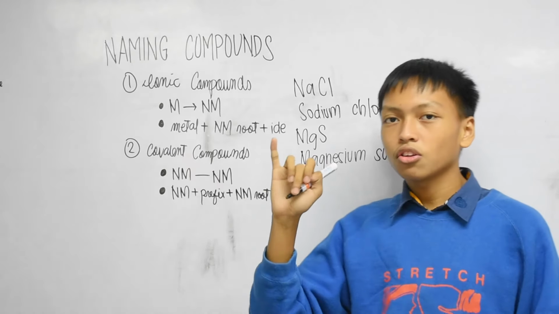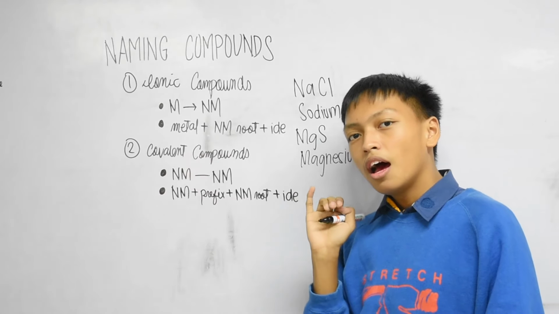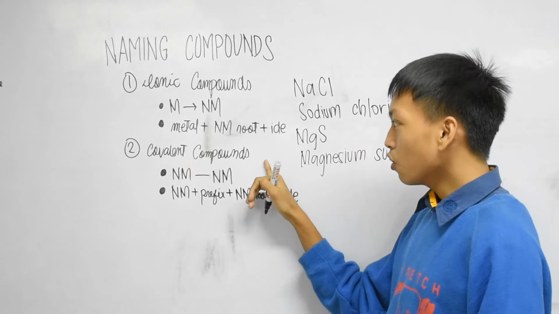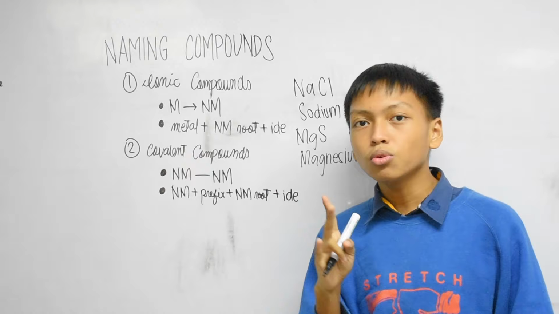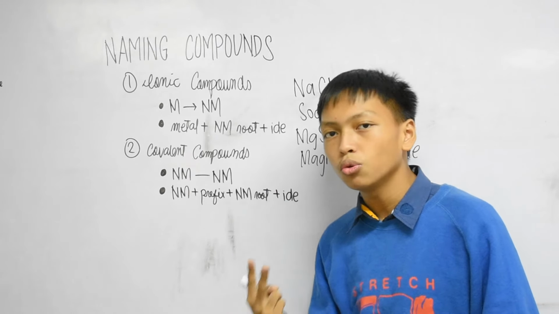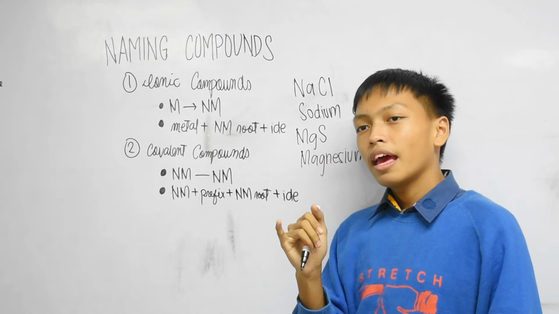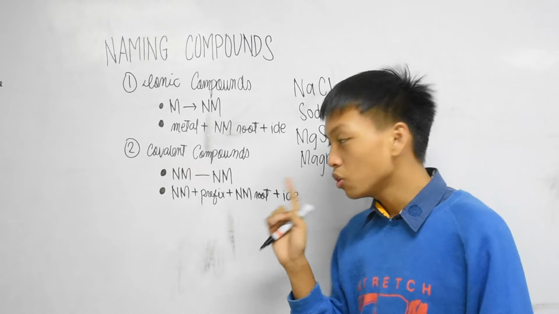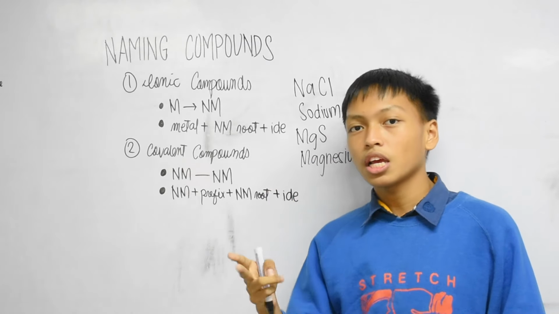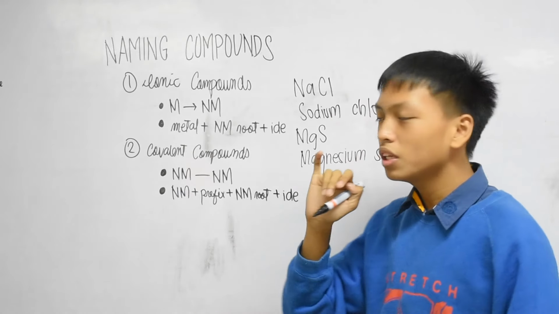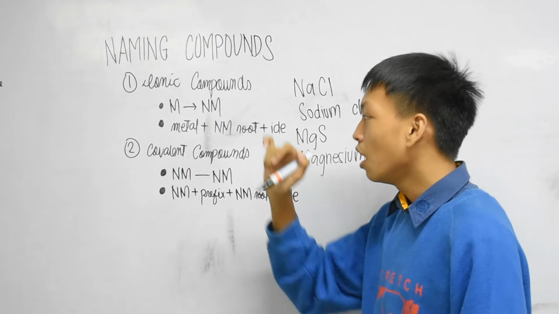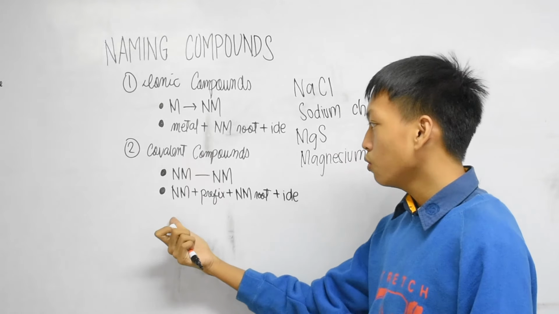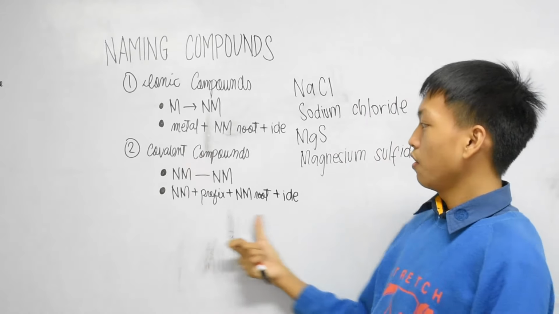Next is the covalent compounds. Covalent compounds need two non-metals. It is the bond between two non-metals, and there is no transferring happening between those bonds, but there is a sharing of electrons between a non-metal and another non-metal. To name one is to follow this formula here.